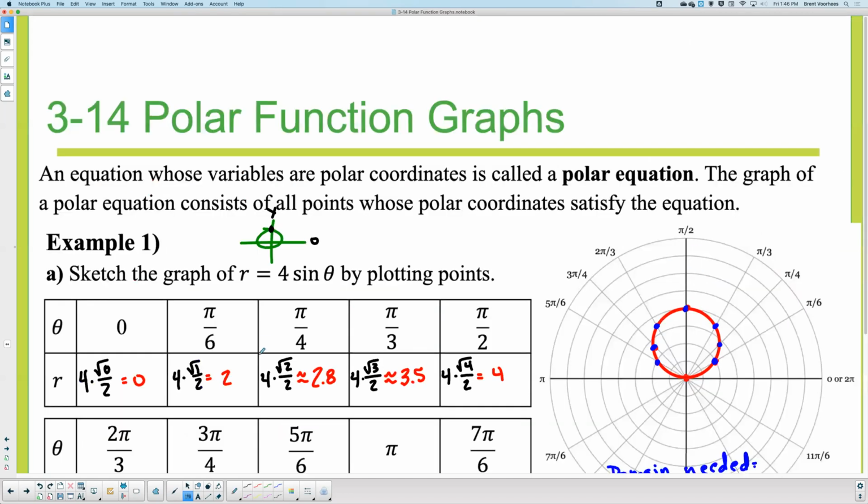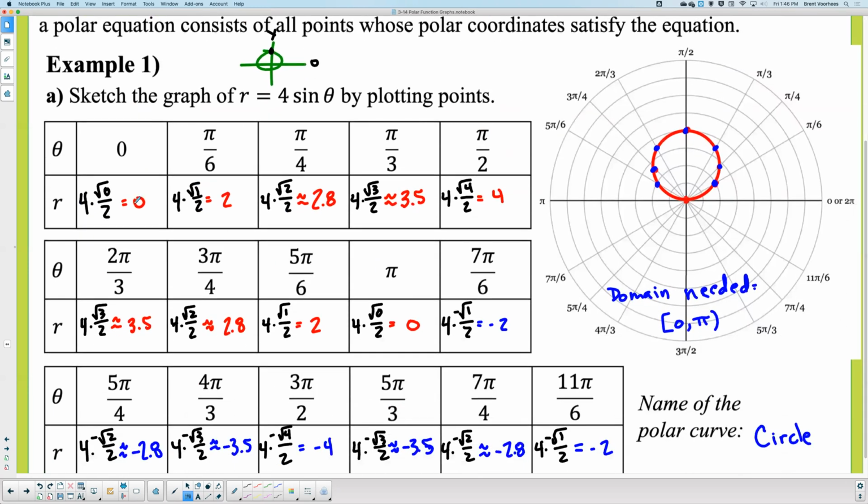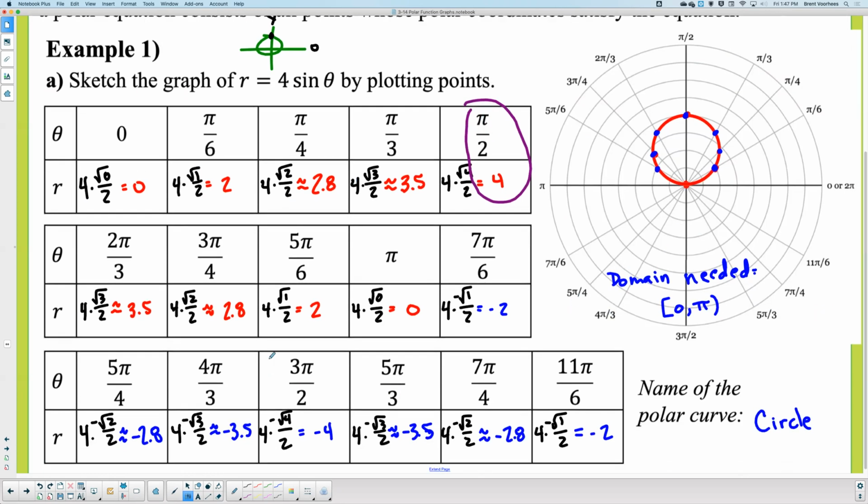Let's go back to the first one here. Was the maximum 0? Someone say no. No. What was the maximum number on there? 4. Now, that's at pi over 2. Where should the minimum occur? 3 pi over 4. Are those opposite of each other? Yes. If it's opposite of each other, you only need 1 pi to graph it.